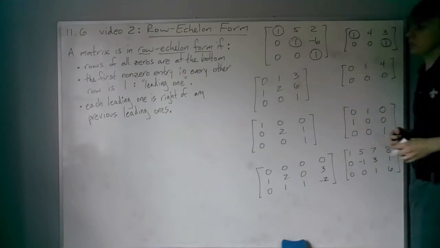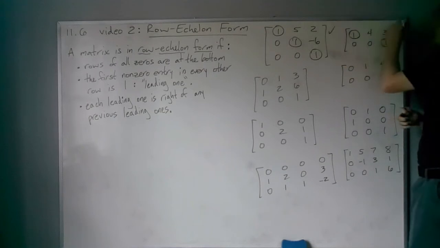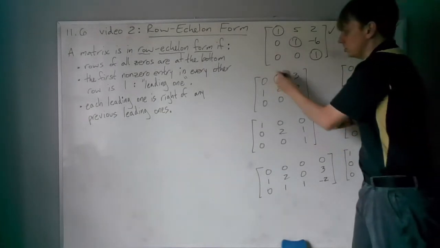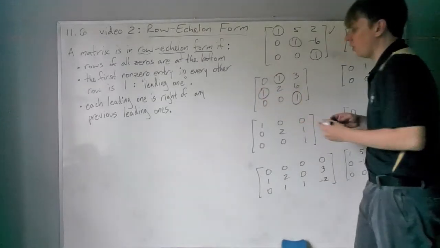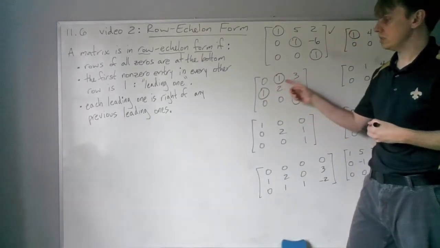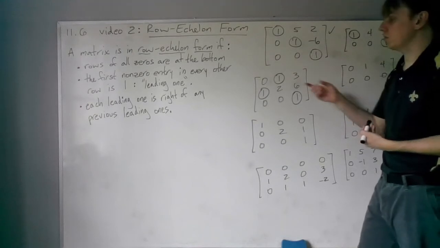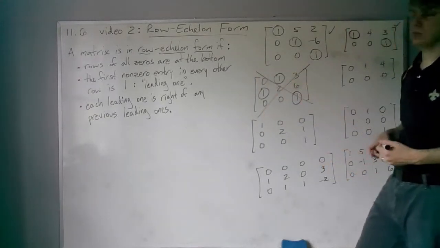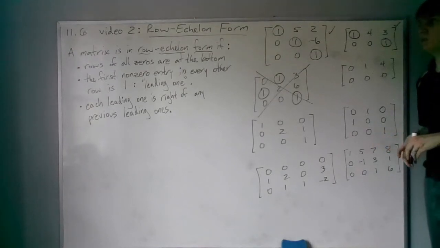Speaking of which, looking at the next example, there's no rows of zeros. We do have leading ones for every row, but the leading ones aren't in the correct order. So this is not going to be in row echelon form. Because our top two rows are in the wrong order, it's not in row echelon form.